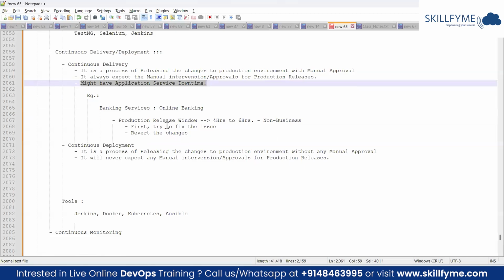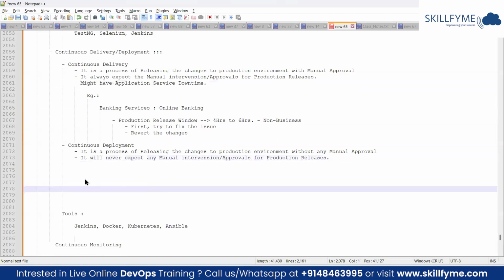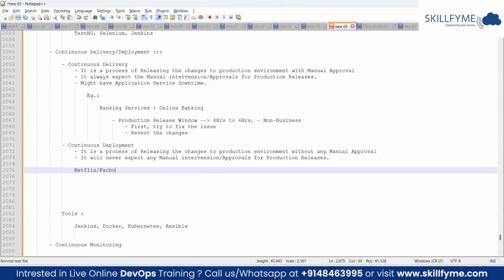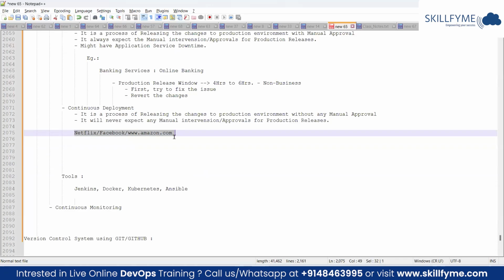But apart from that, there are some web applications, like you people are aware of Netflix, Facebook, and Amazon. These are all very popular web applications. These companies are also doing a lot of deployments every hour, every minute. Some sort of deployment is happening on their web application all the time.